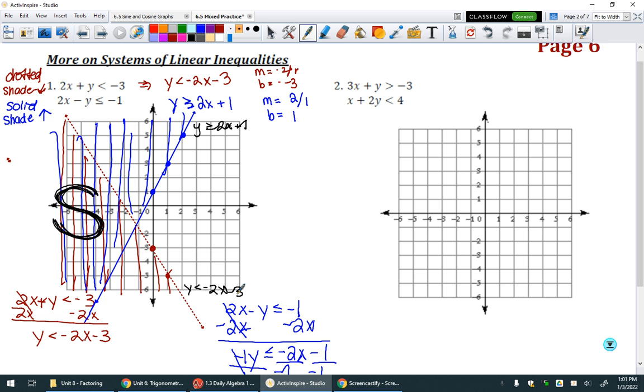James, how you doing? Good. -3, good. And you subtract 3x, excellent. Which way are you gonna shade? Yep, good. All page 6, good. Yes.